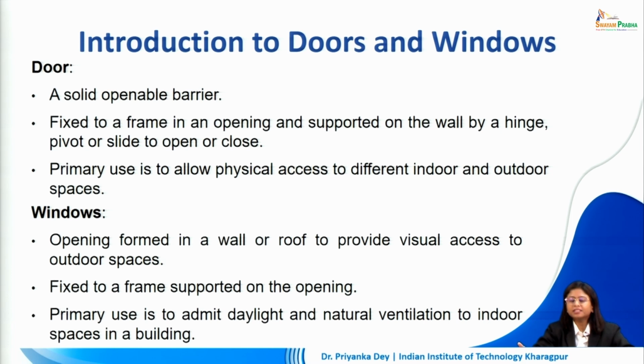Windows on the other hand are openings which are formed in a wall or roof to provide visual access to outdoor spaces. So we do not use windows to move physically from one space to the other. We are basically having a visual access to the other room or to the outside through the windows. Now windows are fixed to a frame and mostly we are able to open them. Only in case of fixed windows we are not, but mostly we are able to open windows and this allows us to admit daylight as well as natural ventilation to the spaces inside the building.